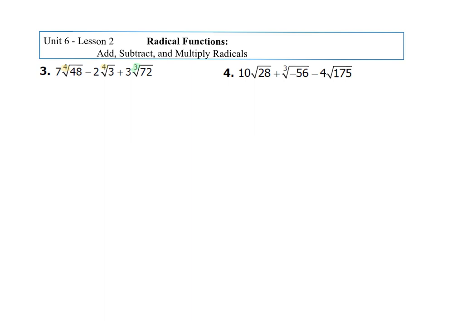So here we go. Okay, so this 4th root of 48, I'm looking at my perfect fourths note card, and I know that 16 could probably go into 48, and it does. So I have 7, and then I have the 4th root of 16 times 3 makes 48. And the 4th root of 16 is 2. That's what comes outside, and 2 times 7 is 14. So this is 14 times the 4th root of 3.